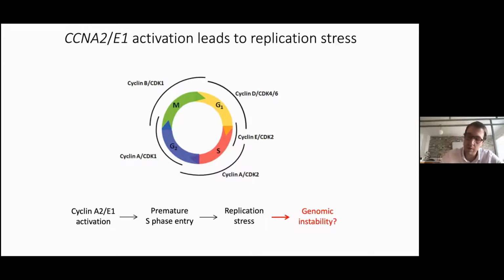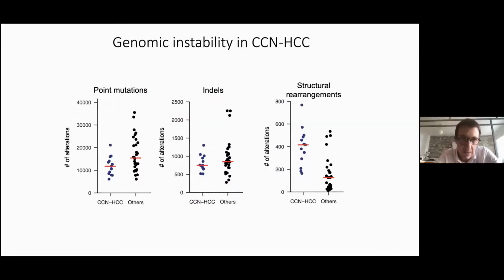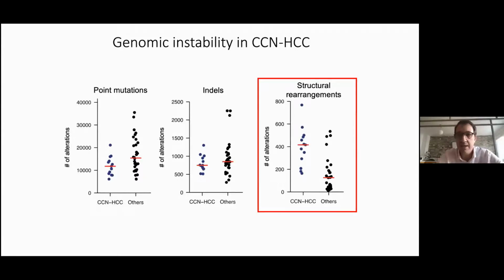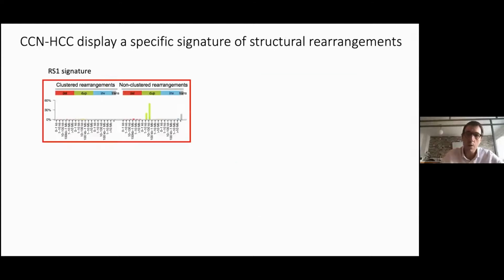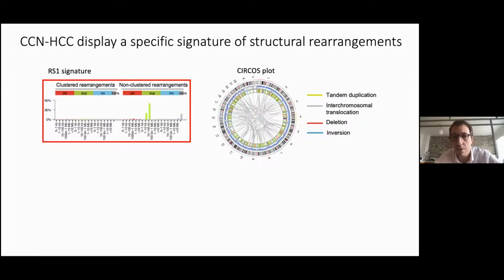So we sequenced the whole genome of 50 tumors comprising CCN-HCC and tumors of other molecular groups. We found no difference in terms of point mutations and indels, but we found that CCN-HCC display a very high number of structural rearrangements. In addition, when looking at the nature of these rearrangements, we found that replication stress in these tumors induces a specific signature, the RS1 signature, which is characterized by focal tandem duplications coming together with a lot of translocation breakpoints. This phenotype is easily recognizable on a circus plot.